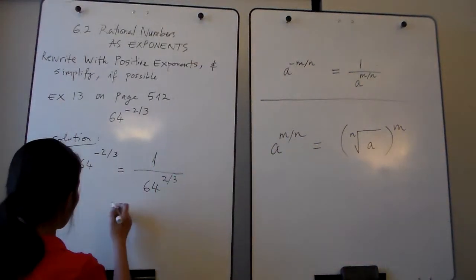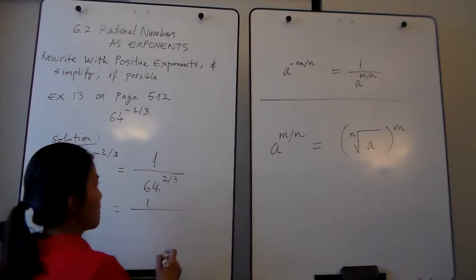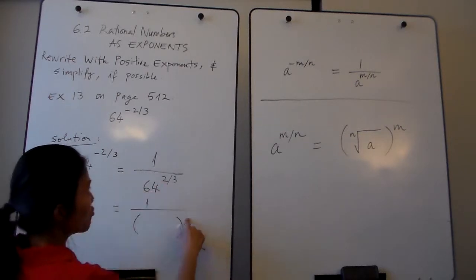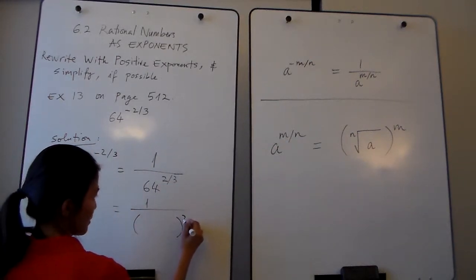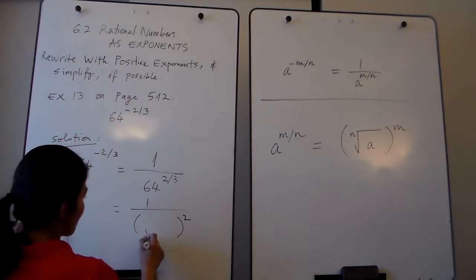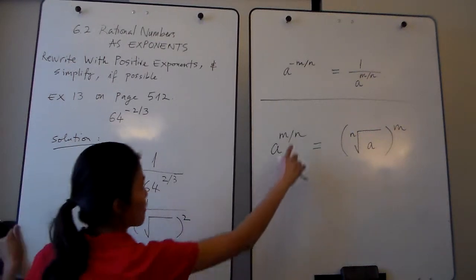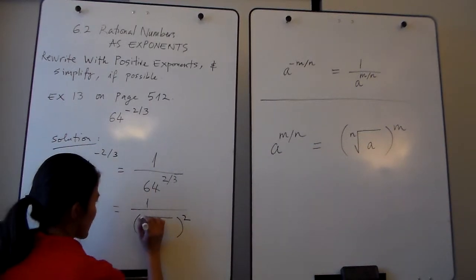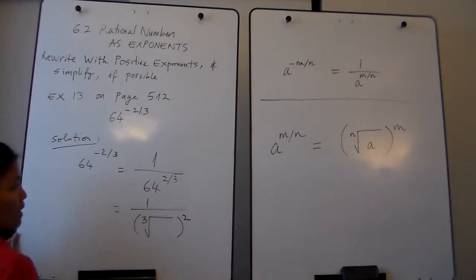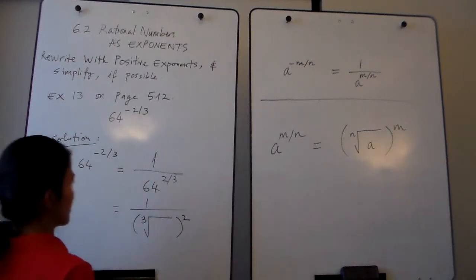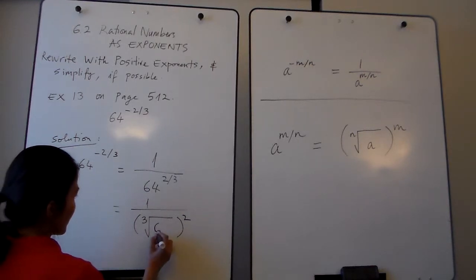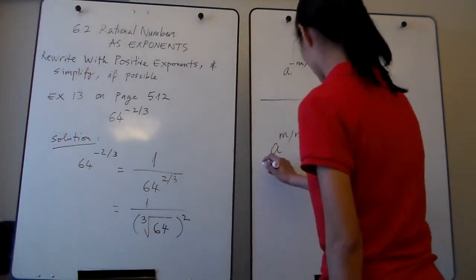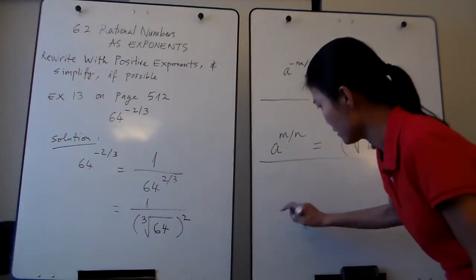We have 1 divided by this parenthesis outside. You use the numerator m, right? Which is 2 right here. Have square here. And then the root, what is the root? The root came from the denominator n, right? So I'm going to use denominator 3 right here. So this is cube root. Okay? And this a goes inside the radical. So we have 64. So it goes inside the radical. Okay? Now we're not done yet. You need to simplify this. So let me continue from here to here.